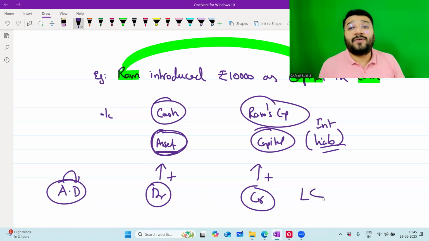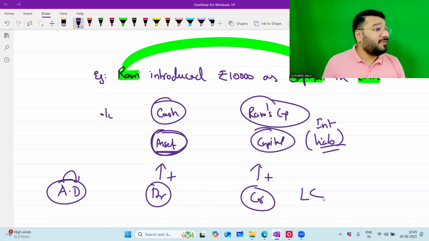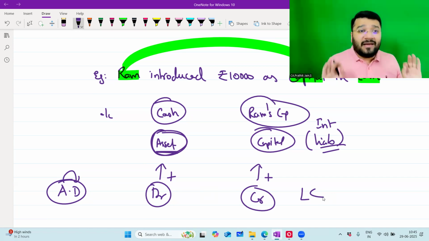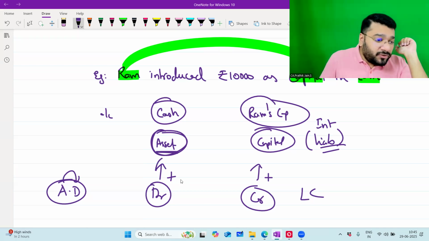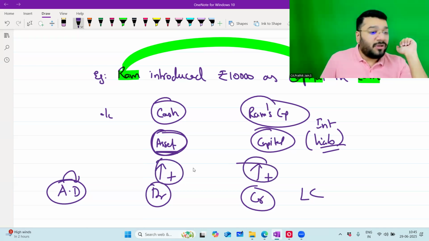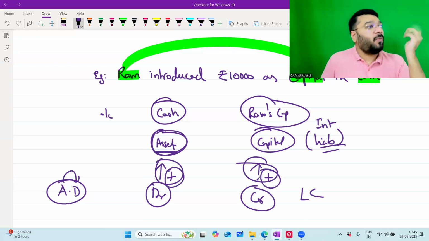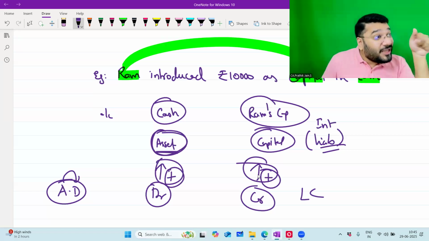LC. LC stands for liability, capital. Like that you want to remember. How do you remember? You decide. My rule is very simple. Whenever liability increases, whenever capital increases, we have to give a credit. Which means, sir, this is also increased, this is also increased. This is also plus, this is also plus.